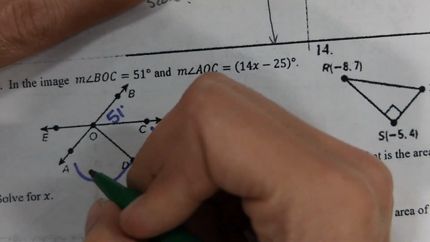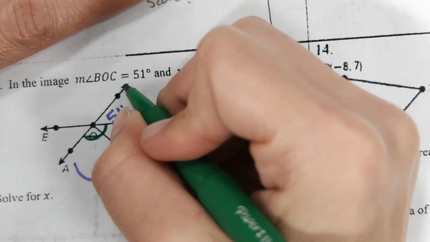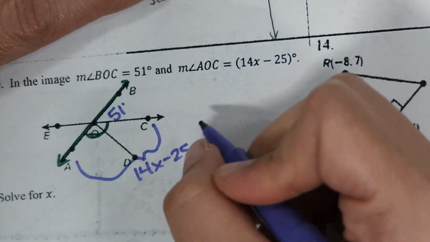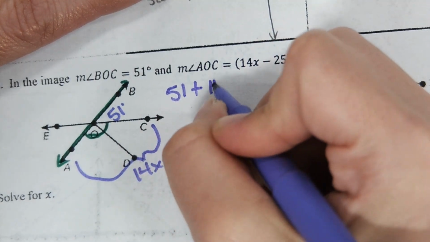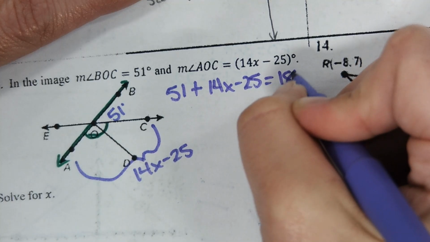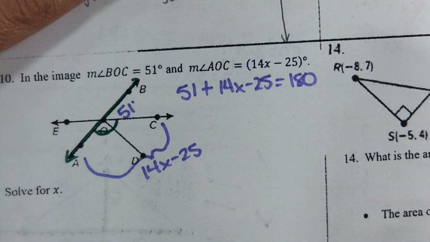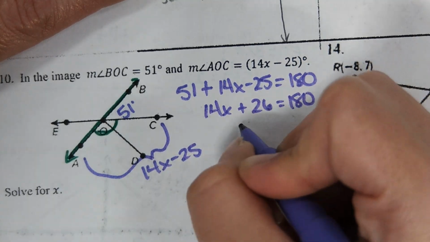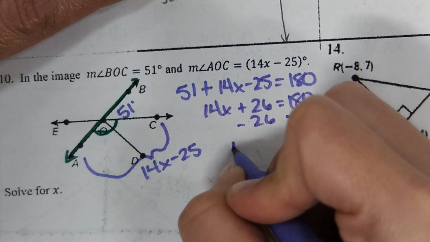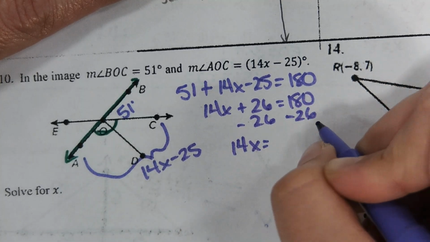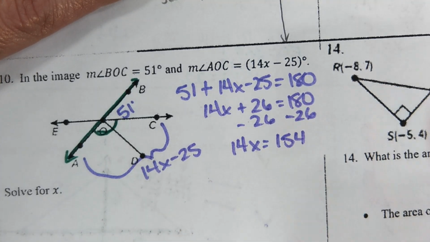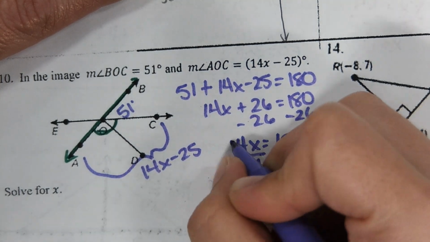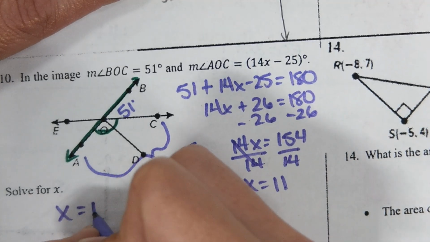So what I notice is that these two angles, AOC and this angle, form a straight angle right here. So these two things add up to 180. So I can set it up like that to solve. 51 plus 14x minus 25 equals 180 degrees. 14x plus 26 equals 180. 180 minus 26 is 154. Divide that by 14, and it comes out to x equals 11. So that is the answer.